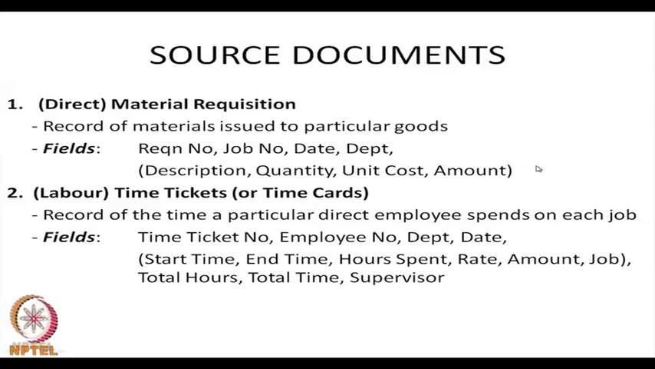Now, fields within parentheses are repeating fields. So, every item may be requisitioned more than once. So, these items are written over and over again when a particular item is issued for a particular job. Similarly, this also is repeated. These fields are repeated and then total hours, total time spent and the name of the supervisor. These are usually the fields that are available in the time ticket, and these are source documents providing the primary data from where the direct material used for a particular job and direct labor hours used for a particular job are extracted.